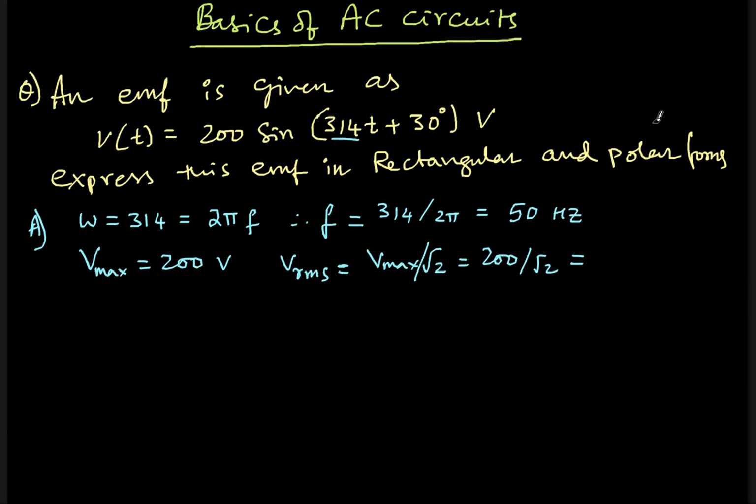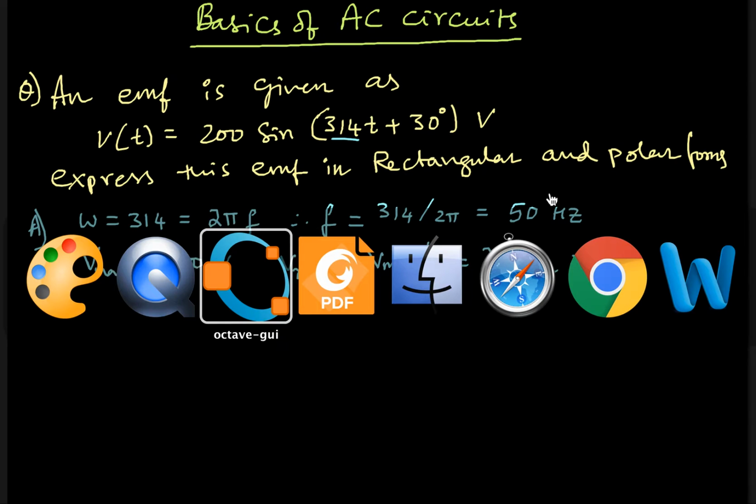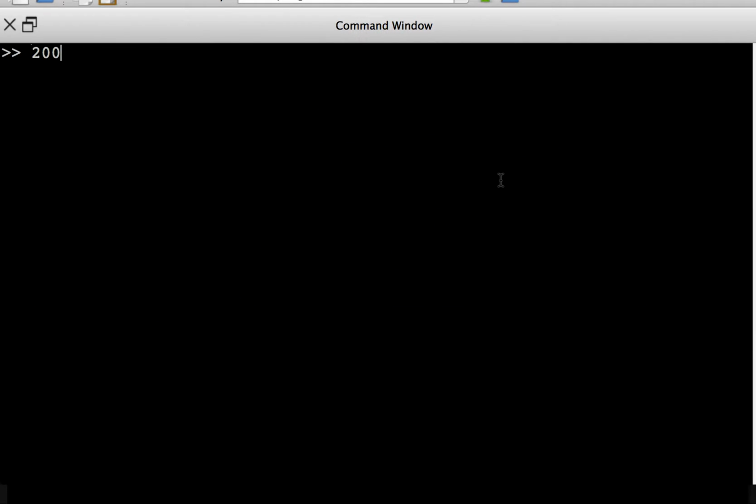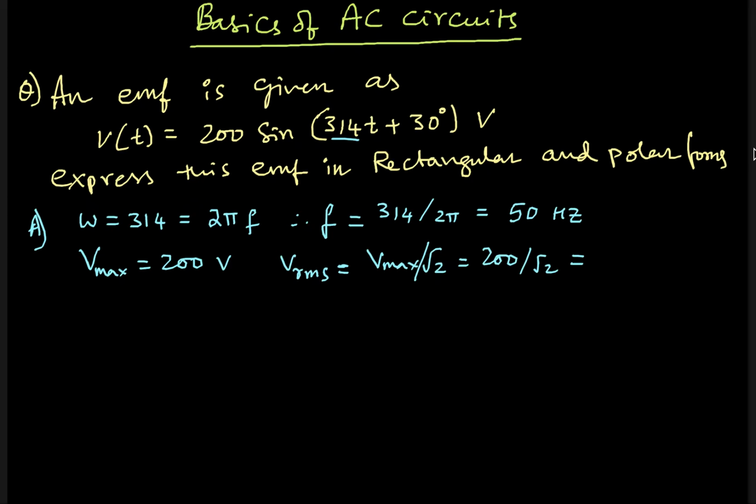So let me quickly go to my MATLAB interface and I'll use it as a calculator. 200 divided by square root of 2, and the value is 141.42. So this I am writing: 141.4 volts.